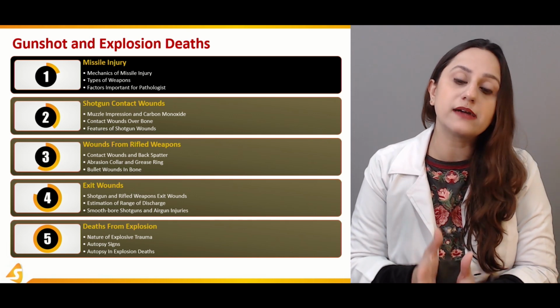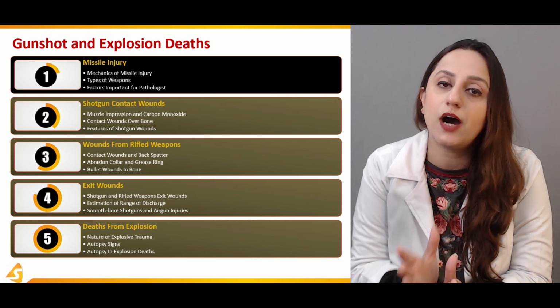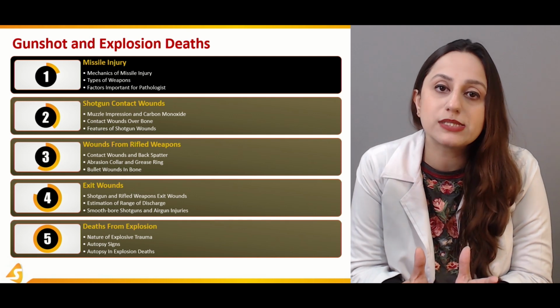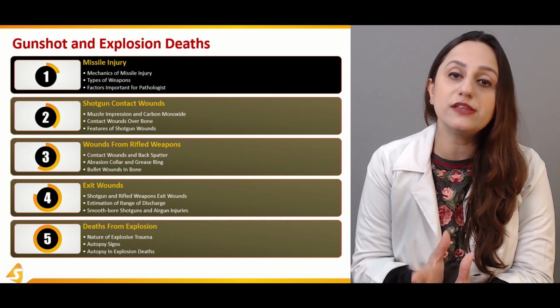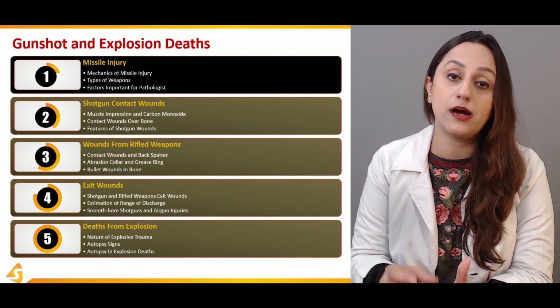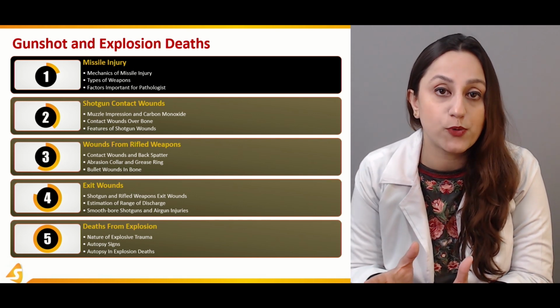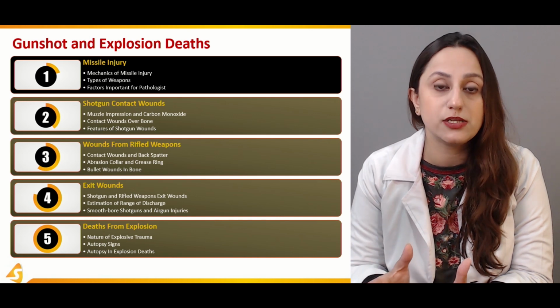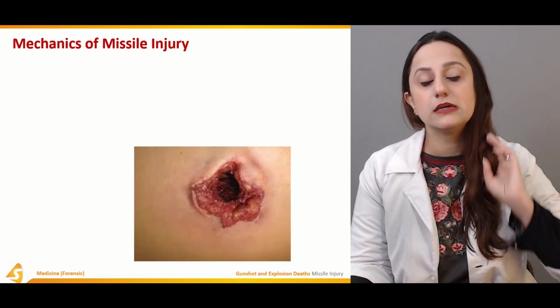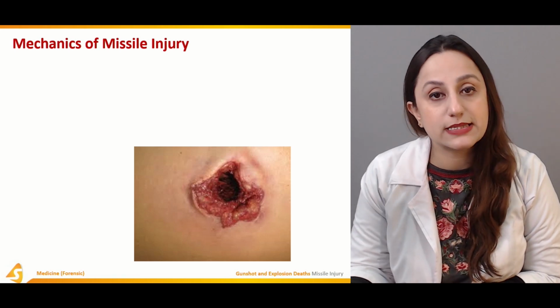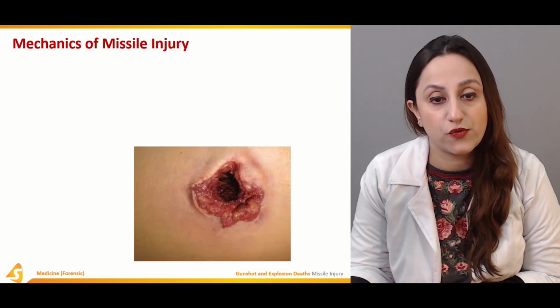And then we have the factors important for a pathologist. After you come across any firearm injury or any wounds, what are the factors that are important, and how are you going to write down the autopsy reports in such missile injuries? It's again very important over here. So first of all, we'll be discussing the mechanics of missile injury.